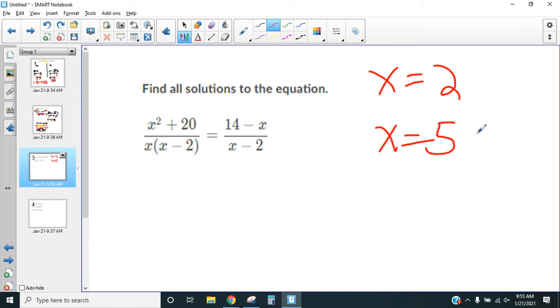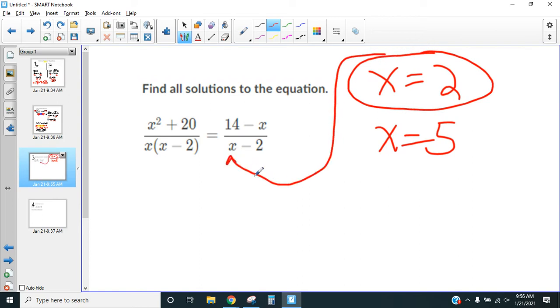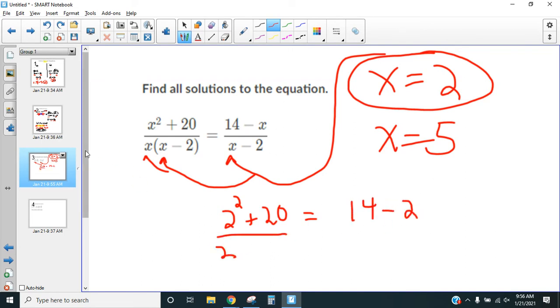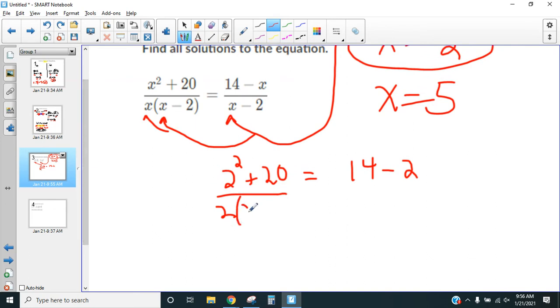Here's the problem. What happens with this one if we try to check our answer? Let's go. Plug in 2. Plug in 2 everywhere. I want to draw your attention to the bottom of these fractions. When I'm plugging in 2, we're going to run into an issue.